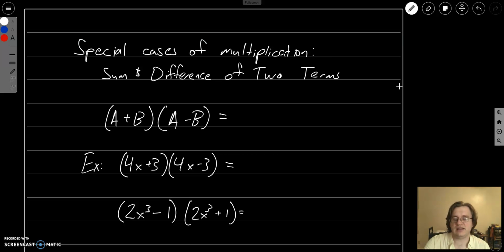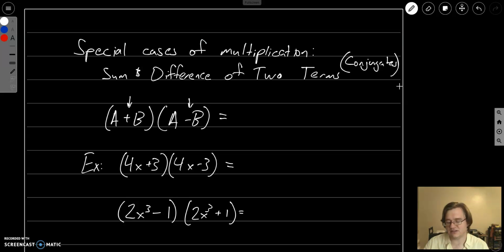It could be that the 2 binomials we're multiplying together are nearly the same, except one has a plus sign in the middle and the other is actually being subtracted. You might recognize this from before. A sum of 2 terms and a difference of 2 terms, these are called conjugates.